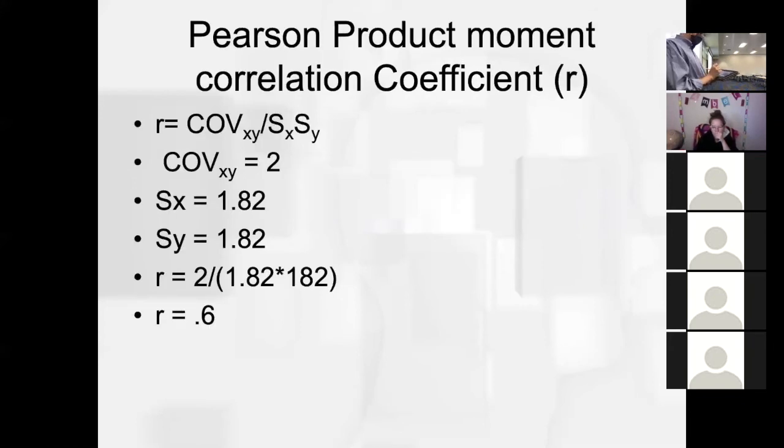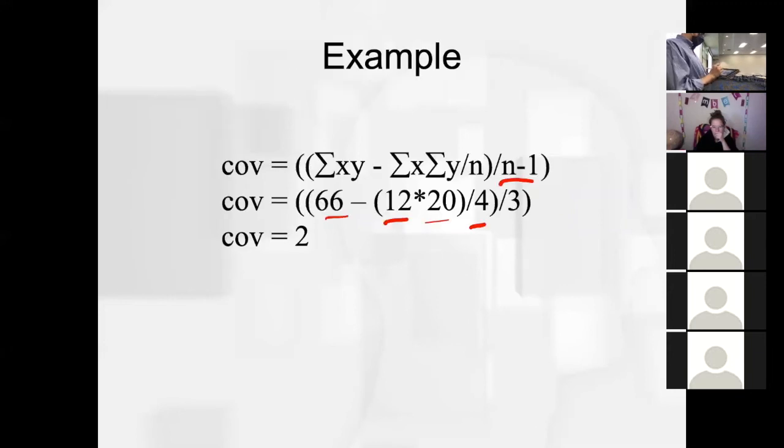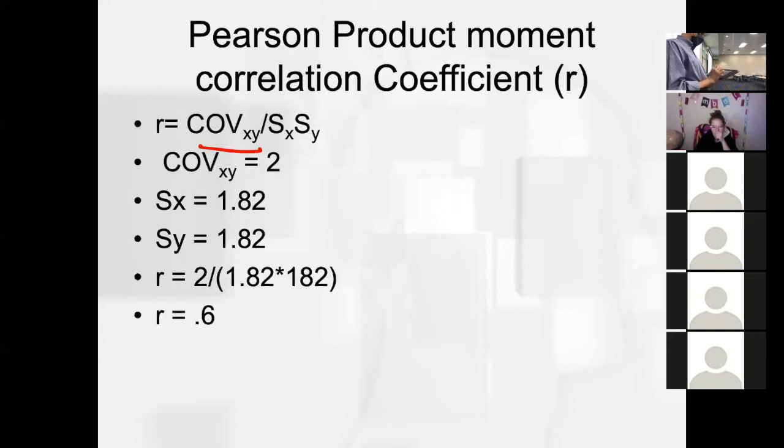And now when we run it, we take that covariance score we just calculated. So covariance XY of 2. We've got our standard deviation of X. We've got our standard deviation of Y. To get that R value, we take that covariance and divide it by standard deviation X times standard deviation Y. So 2 divided by 1.82 times 1.82. That gives us 0.6. So in this case, this is a medium or moderate positive correlation.